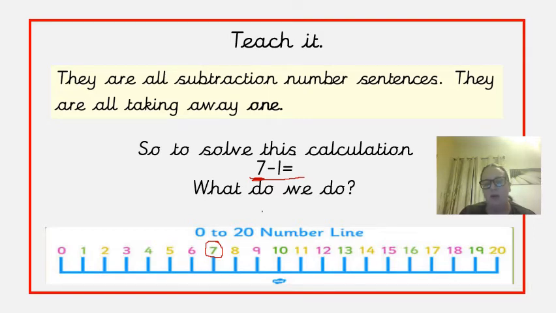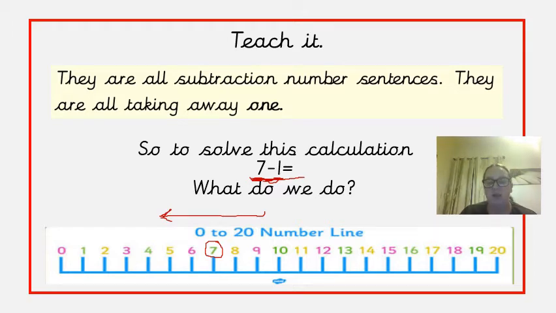Now yesterday we were adding and we went that way with our jumps. The number got bigger each time. But we're not adding today. We're taking away. So the jumps must go that way, and the number gets smaller. So we've worked out where we're starting and what operation we're doing. We're subtracting. How many are we going to subtract? That's the next step. Number 1.